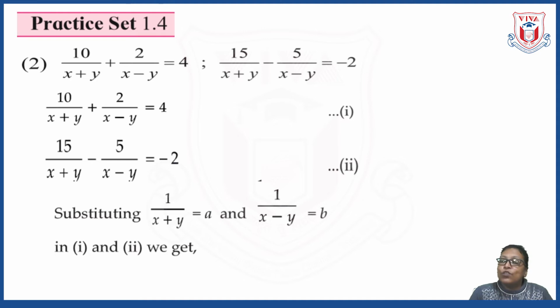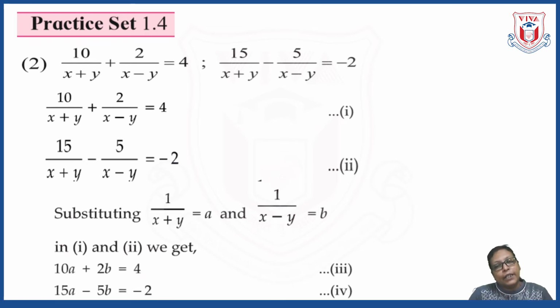Because we don't want variables in denominators, we have to take them in numerators. That is why we are substituting 1 upon x plus y as a and 1 upon x minus y as b. So the new equations will be 10a plus 2b is equal to 4 and 15a minus 5b is equal to minus 2. Let us write those two equations and number them as 3 and 4. So the new equations, 10a plus 2b is equal to 4, 15a minus 5b is equal to minus 2. We have numbered them as 3 and 4 respectively.